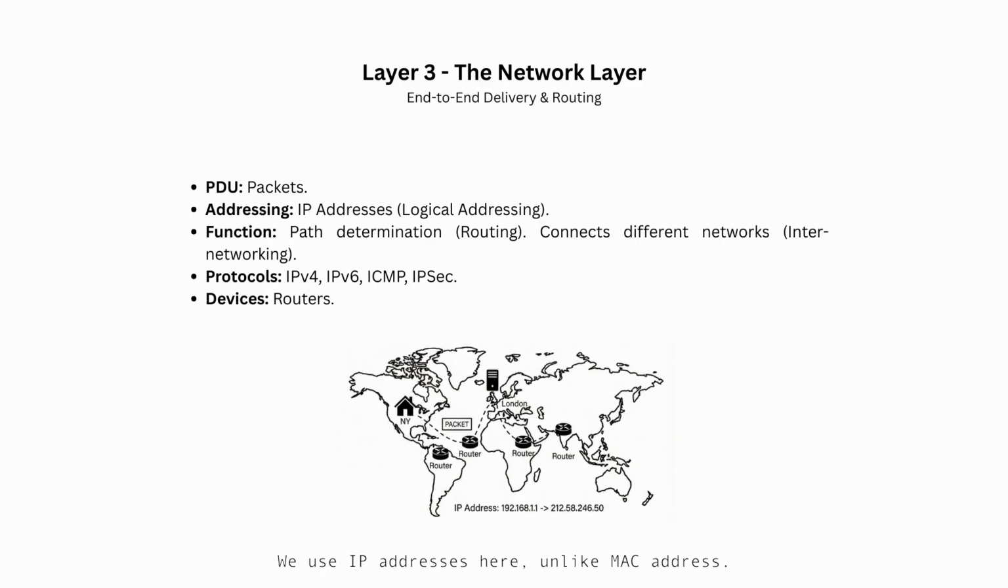We use IP addresses here. Unlike MAC addresses, IP addresses are logical. They can change depending on where you are connected. The router is the king of layer 3. It looks at the destination IP on the packet and decides the best path to get there. Kind of like a GPS, finding the best and the fastest route through the traffic.